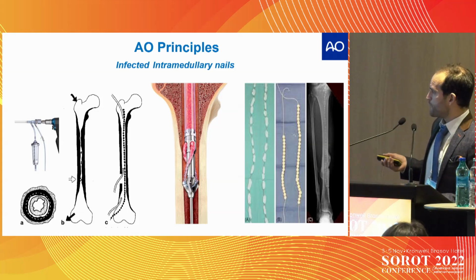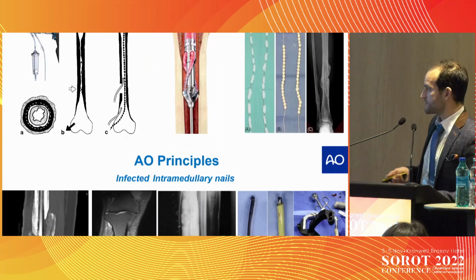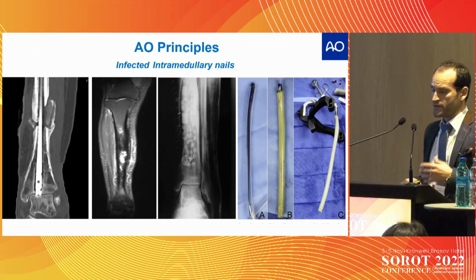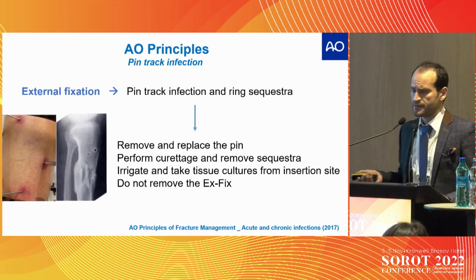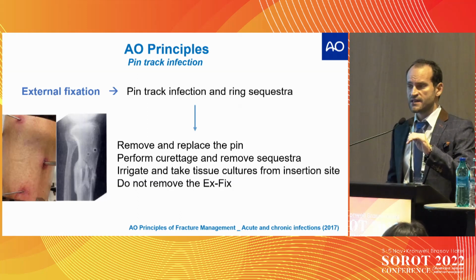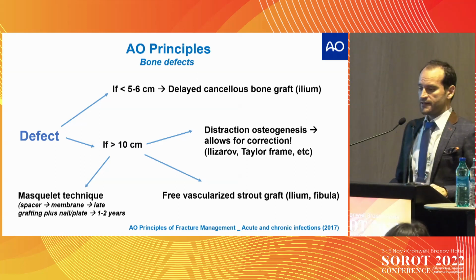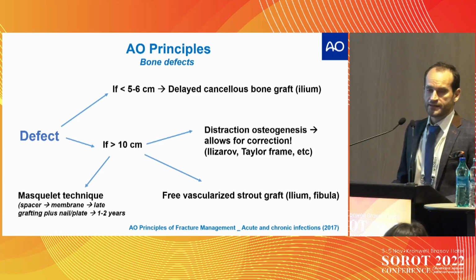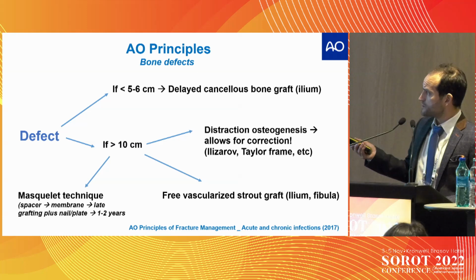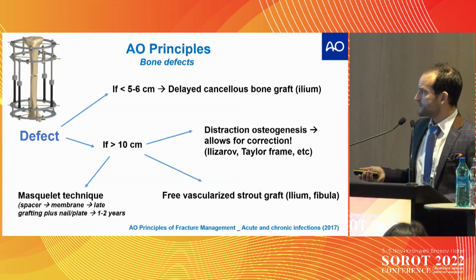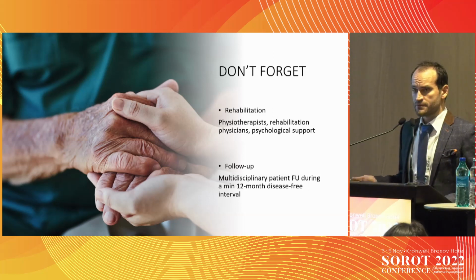Some cement beads are also proposed as a bridging solution, not for stability. We have to have stability here to do these cement beads. And these are nails loaded with antibiotics and cement. And the external fixation, as I said, you never remove the external fixator, we just replace the pins. The defect, again, the same strategy as with osteomyelitis, either a Taylor frame or a muscular technique or a free vascularized fibula graft. And you can also have cancellous bone graft, but it's pretty much the same techniques here. And do not forget, rehabilitation and follow-up are of utmost importance also.